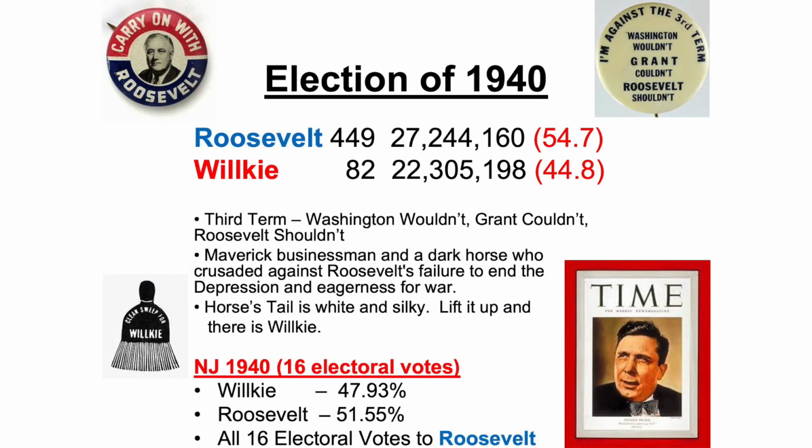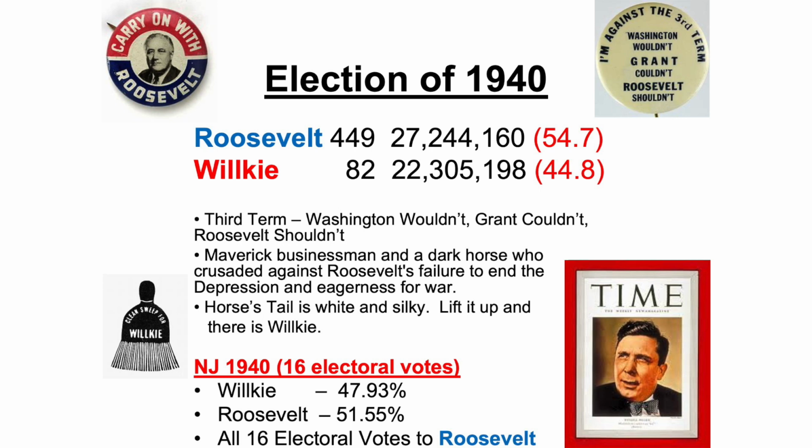My dad taught me this little thing back when I was a kid: a horse's tail is white and silky, lifted up and there is Willkie. That was one of the little negative things that came out. Willkie was kind of a character. He was a businessman, and he was not the main guy from the party, because Robert Taft was the conservative who wanted to be the presidential candidate that year. Willkie ended up getting the nod because they wanted to shake things up against Roosevelt and provide something new and something different.